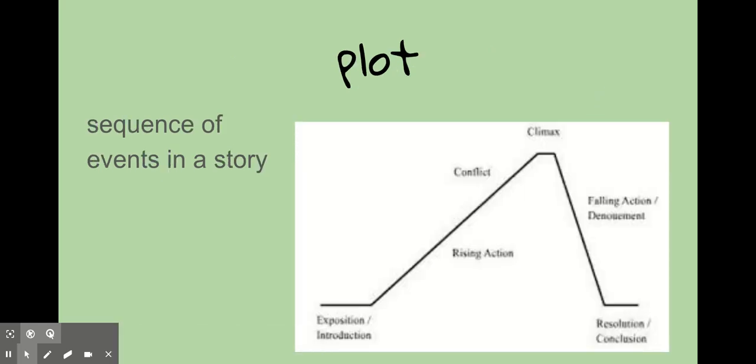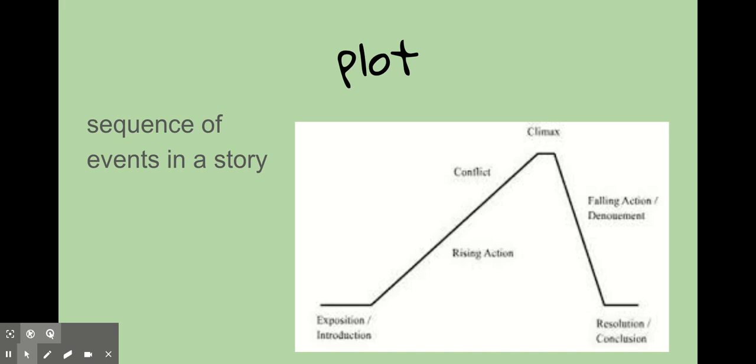The plot is just the sequence of events in a story, and I'm sure you're familiar with Freytag's pyramid here. You've probably seen it in every English class that you've had. It gives the basic plot line of any fiction story. Now, stories don't have to follow this plot line, and in my creative writing class, I like to do activities where we play around with plot, but 90% of the time you're going to see the plot play out in this way.